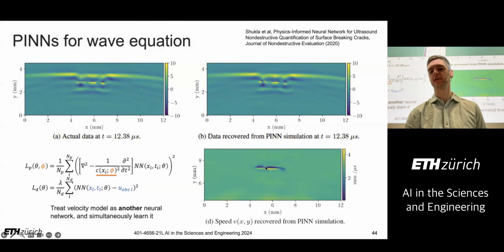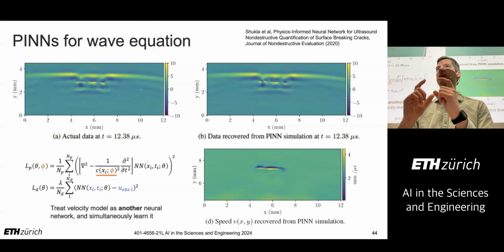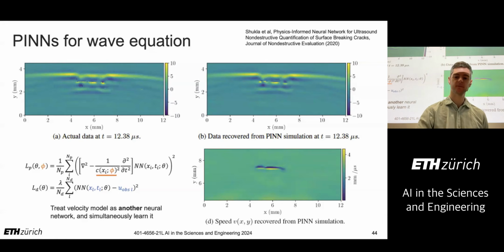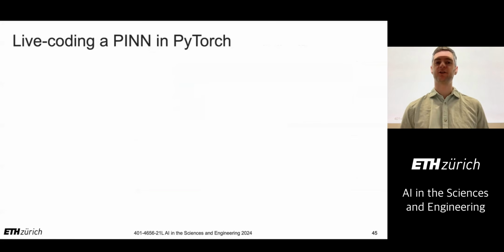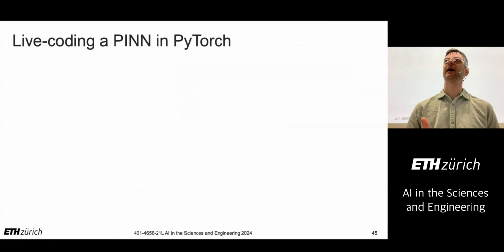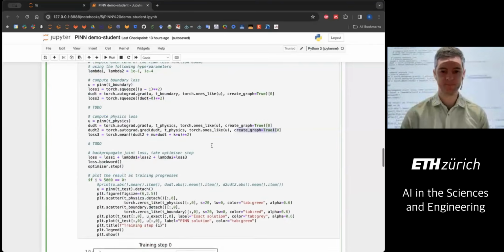And you can see it's learned to find this crack in the plate, and it shows up as a perturbation in the velocity model. So I'm going to go back to my live coding, and I'm going to show you how to do this with the damped harmonic oscillator. And we're going to learn what the coefficient of friction of the oscillator is. Again, I'm just going to show you how easy this is to do in PyTorch. So let me switch my screen and go back to my demo.